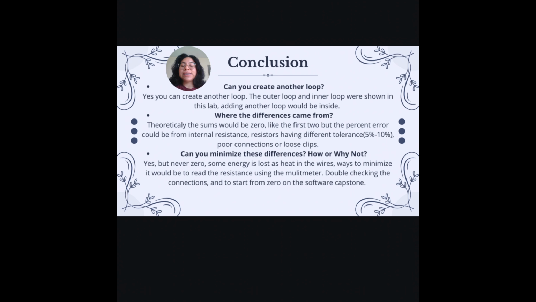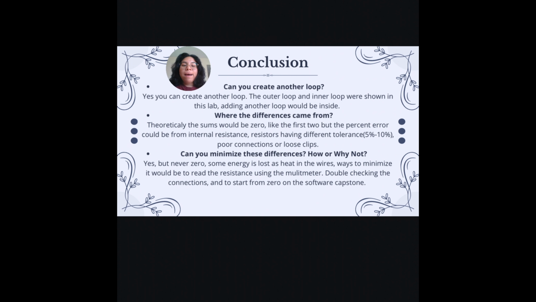Can you minimize these differences? Yes, we can minimize them, but they will never be 0, because we don't live in a theoretical world, and some energy during the experiment can be lost as heat in the wires. The way to minimize it would be, instead of using the resistance that is labeled by the colors on the resistors themselves, to use the multimeter, getting the actual resistance that the resistor is giving, and using that information rather than just using the color coded numbers to say, oh, this one's supposed to be 760 ohms, but it's actually working at 700.